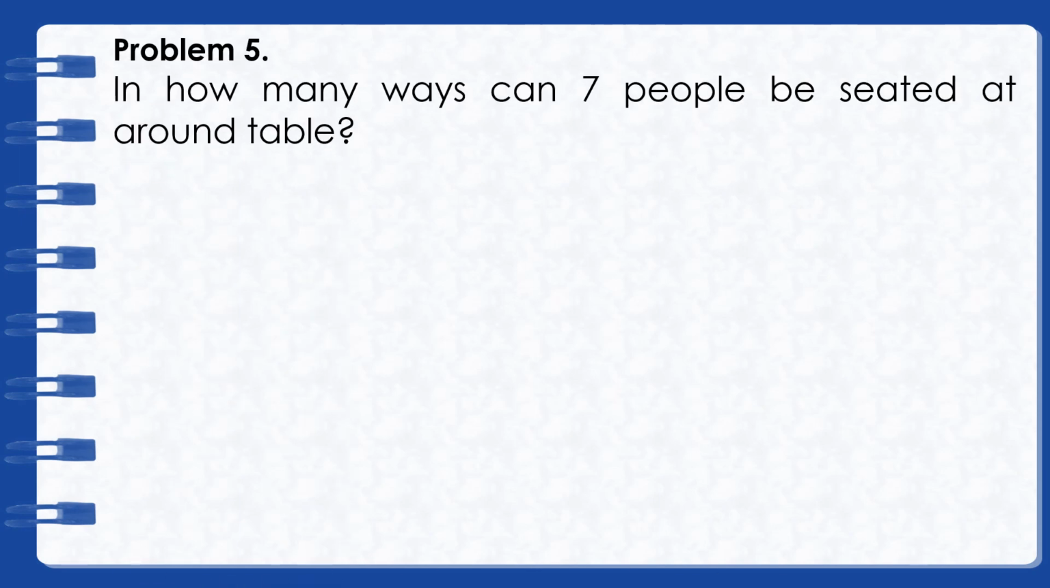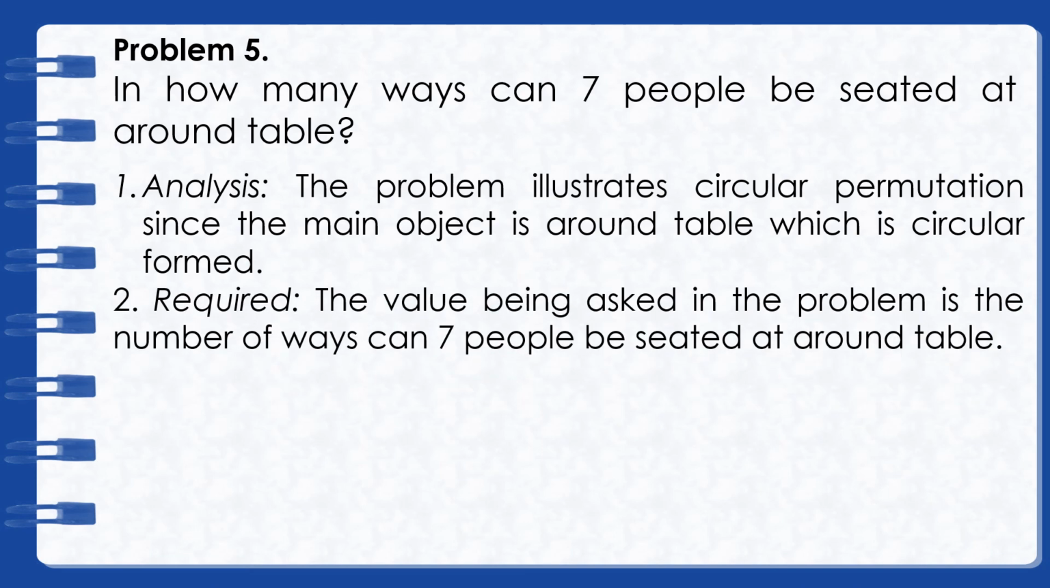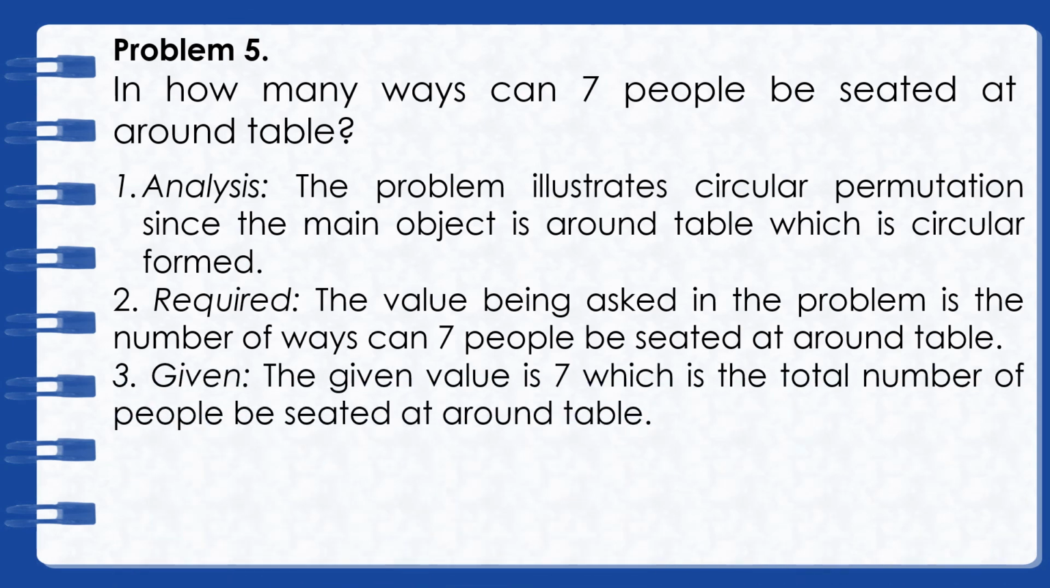Let us now move on to problem number 5. In how many ways can 7 people be seated at a round table? So number 1, after we read the problem, we are going to analyze. Problem number 5 involves circular permutation since the main object is a round table, which is circular in form. So what is being asked? It is the number of ways 7 people can be seated at a round table. Given 7, which is the total number of people to be seated at a round table.